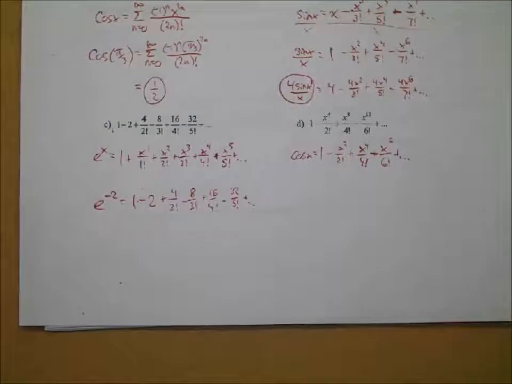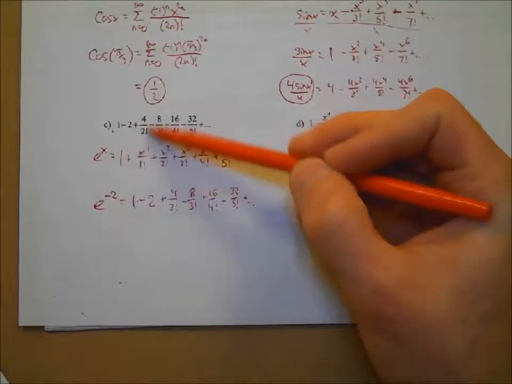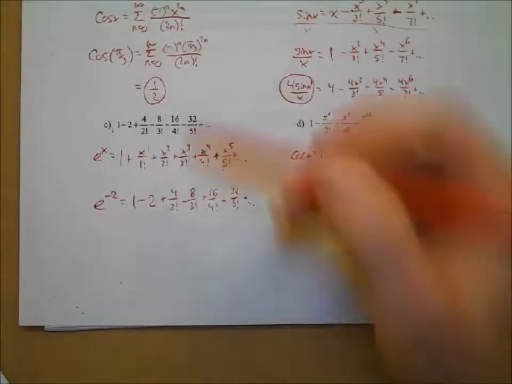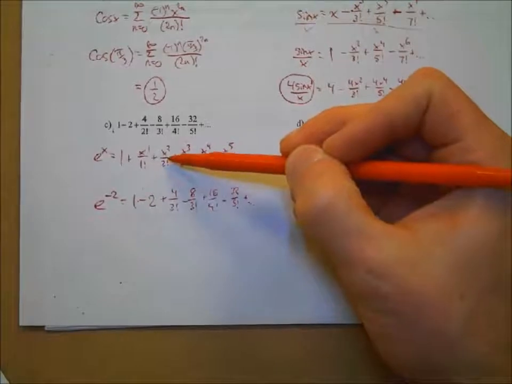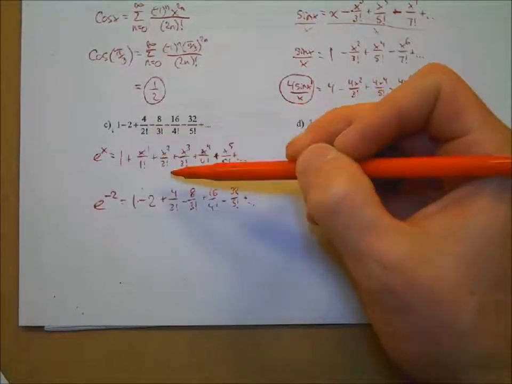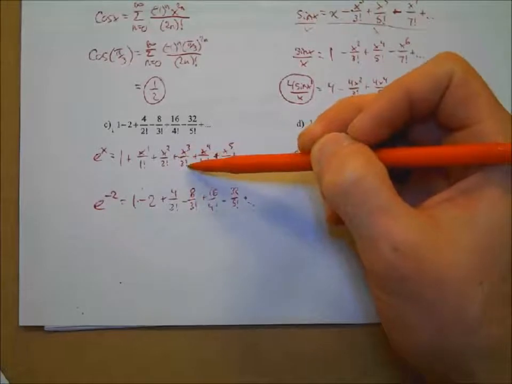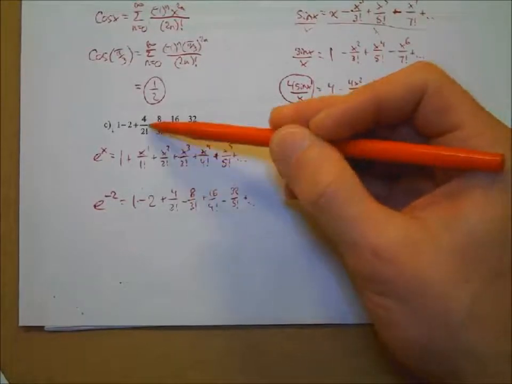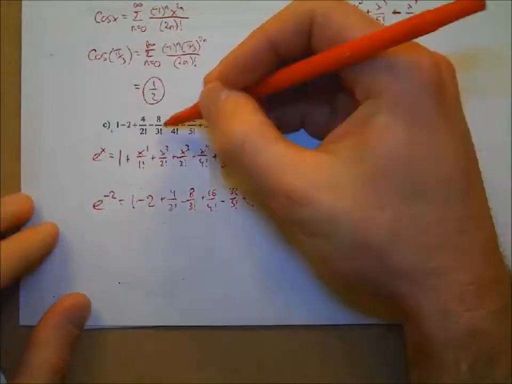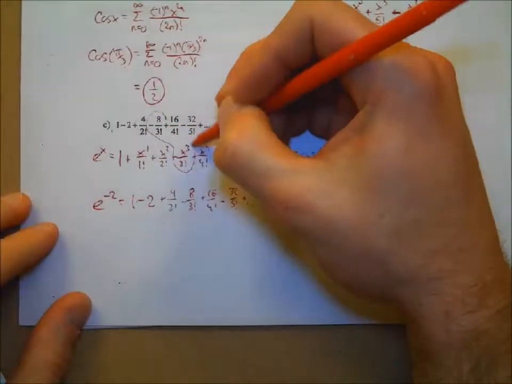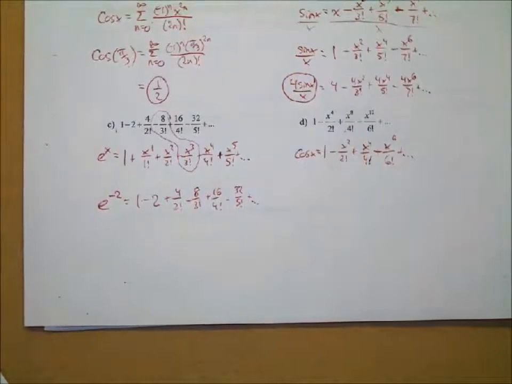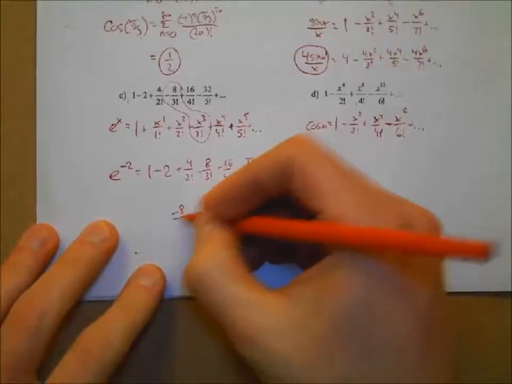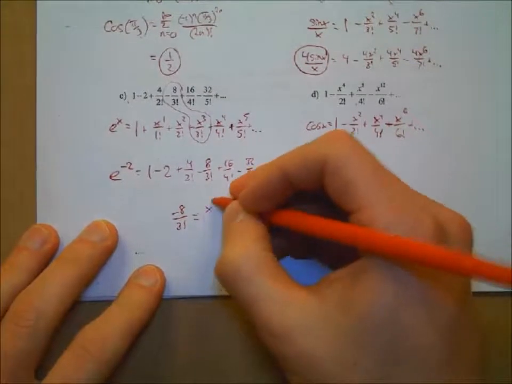If you have trouble with this, here's an idea I thought might work, and I'll check it over with Mr. Goff just to make sure the strategy works. What are we trying to do here? We want the x squared over 2 factorial to match, in this case, 4 over 2 factorial, and the x cubed over 3 factorial to match negative 8 over 3 factorial. What if we took these two terms that we want to match, and set negative 8 over 3 factorial equal to the positive x over 3 factorial?